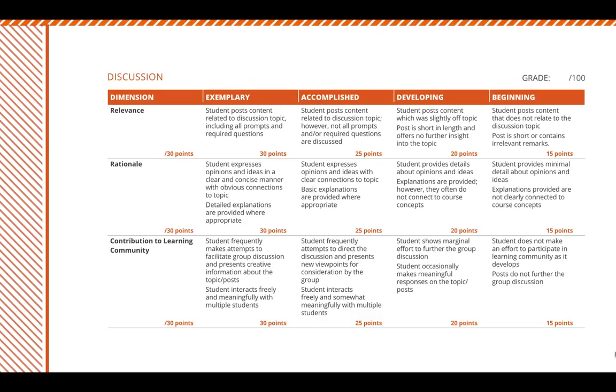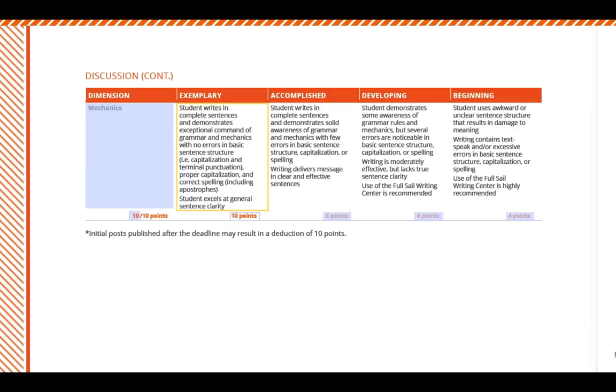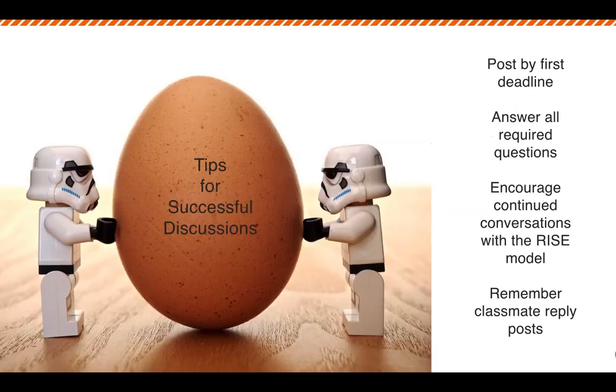RISE model. Last is going to be the mechanics, okay? And this comes back to that college level writing standard. You need to be sure you're writing in complete sentences, not a lot of spelling or grammar errors. You're using proper capitalization, proper spelling, and you're using that within your post. So definitely run that spell check and do a proofread before you submit it, okay? So that is going to be the grading rubric for the 1.3 assignment.